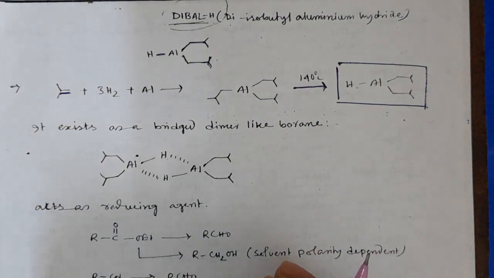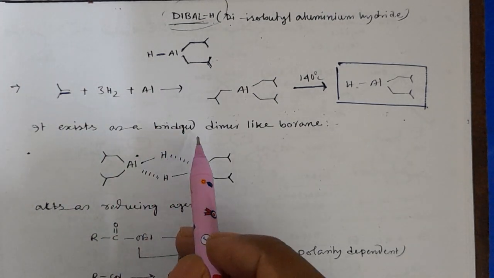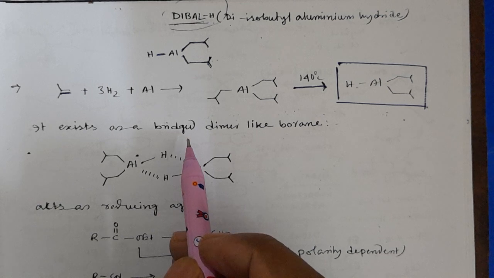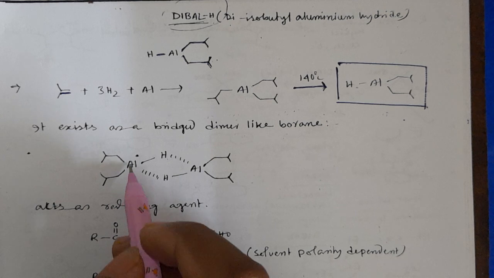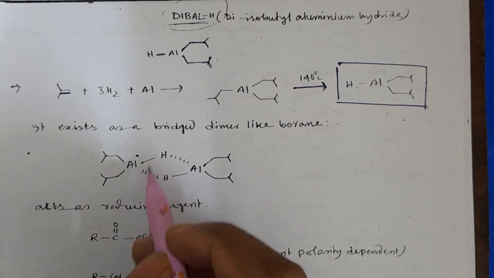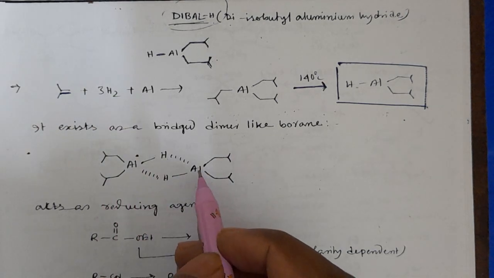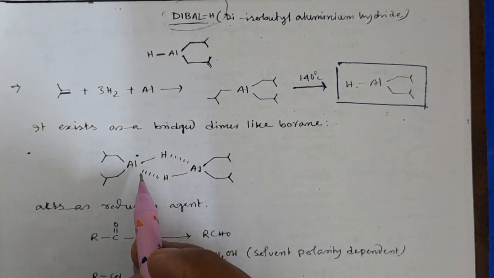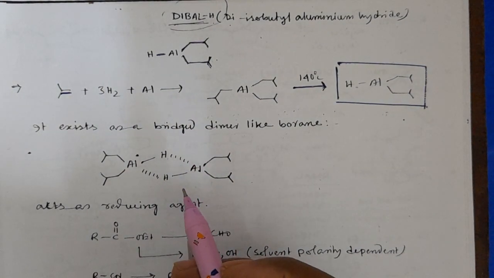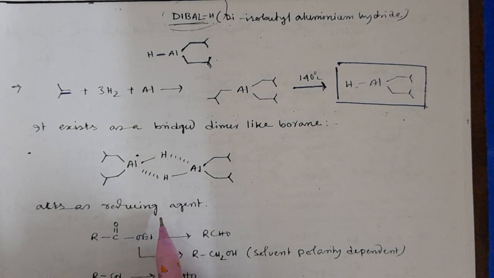Now if we talk about the structure, this compound exists as a dimeric form, like diborane. Here you can see that aluminium is directly bonded with two isobutyl groups, and between these two aluminiums there is a bridging bond, like diborane. The main important property of this compound is that it acts as a reducing agent.